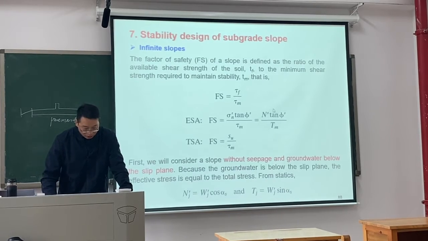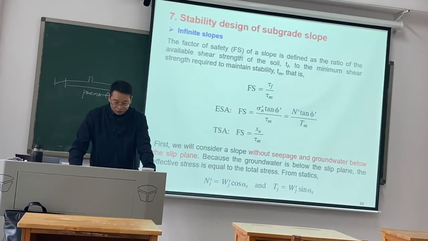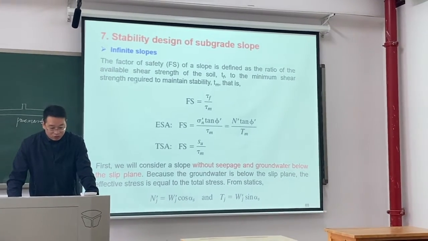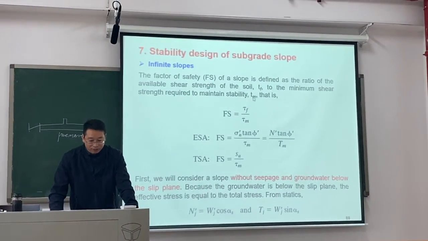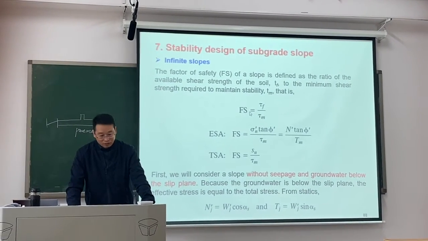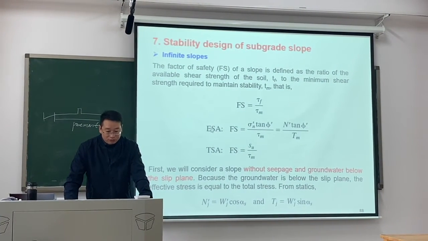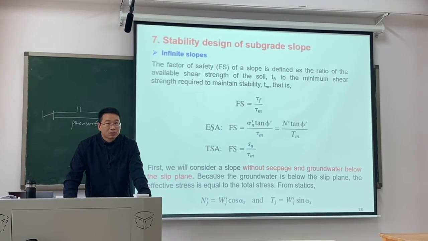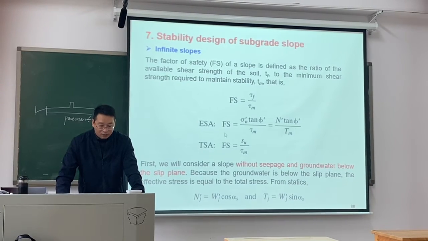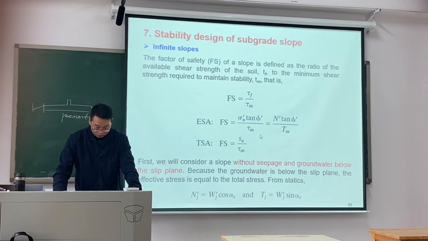From this, we can know that the factor of safety of the slope is defined as the ratio of the available shear strength of the soil to the minimum shear strength required to maintain stability. We can use this to calculate the factor of safety. But for effective strength and total strength, we can use these formulas individually to describe.